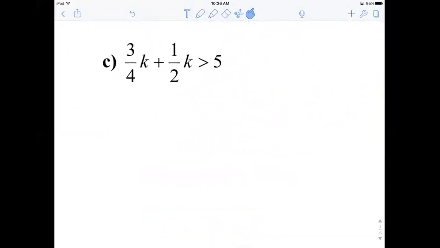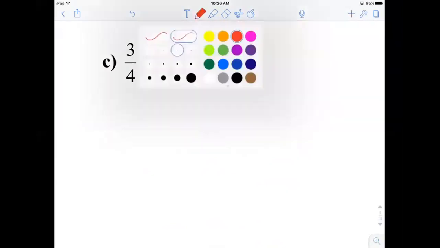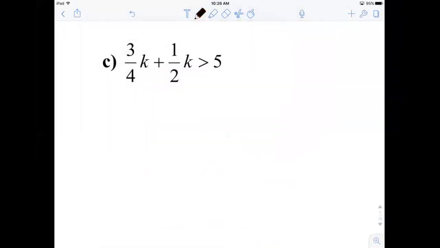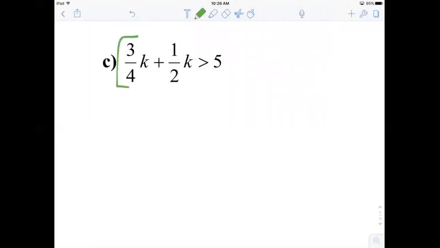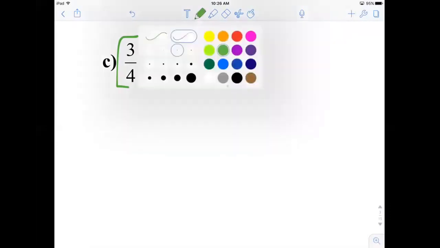For C now, same idea. It's just thinking of it the same way we would if this had been an equation. Well, when you're solving equations of this type, one of the first things you hopefully tried to do was get rid of fractions. So I'm going to take this whole inequality, on both sides of it, and multiply it by, let's say, 4, because 4 is definitely a common multiple of both my denominators.